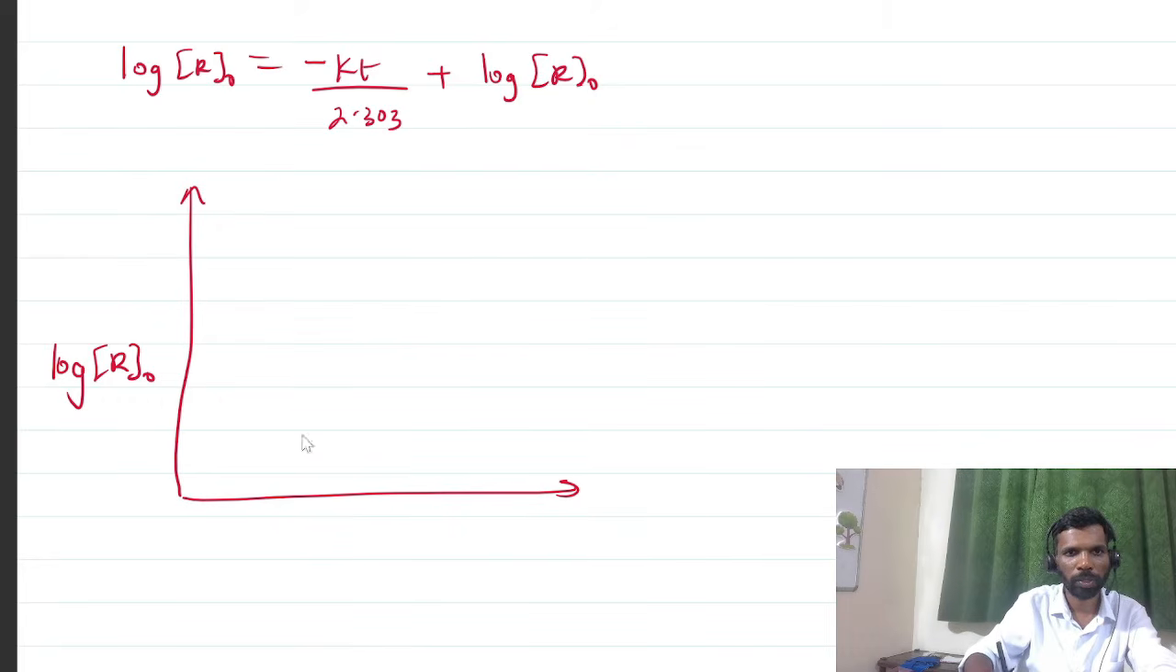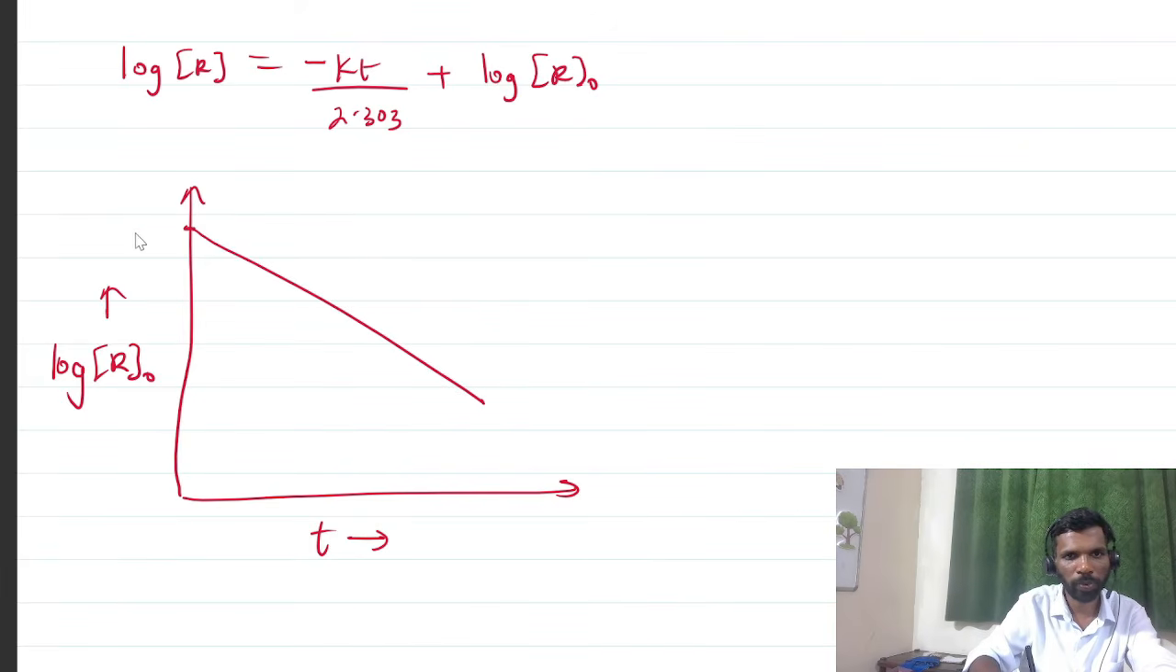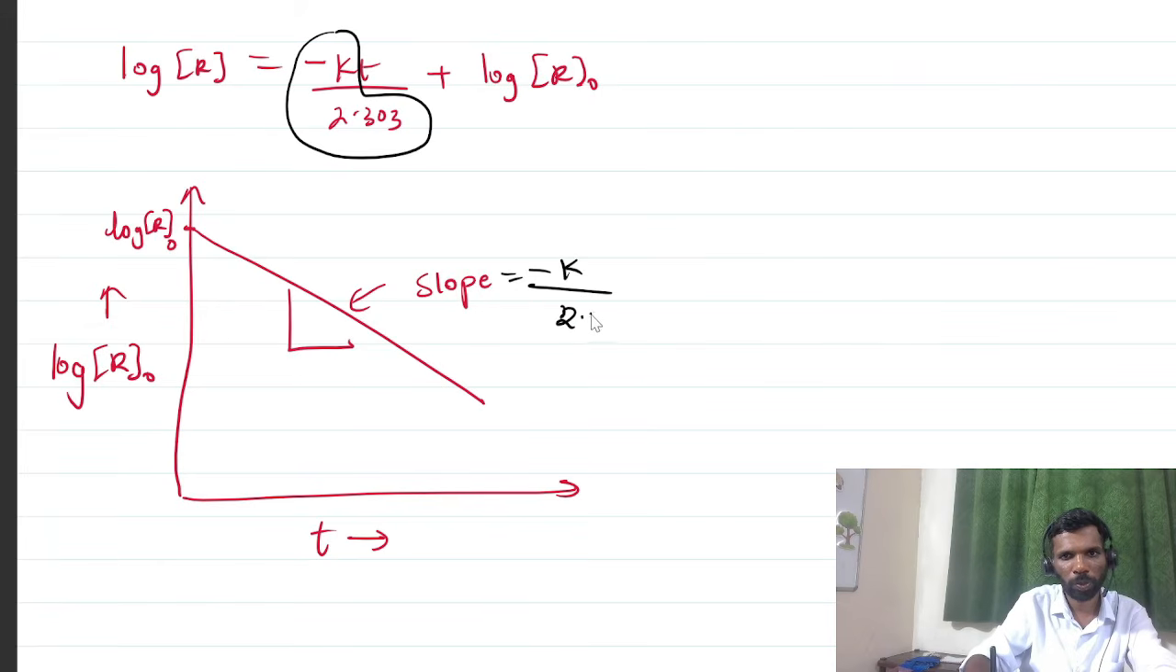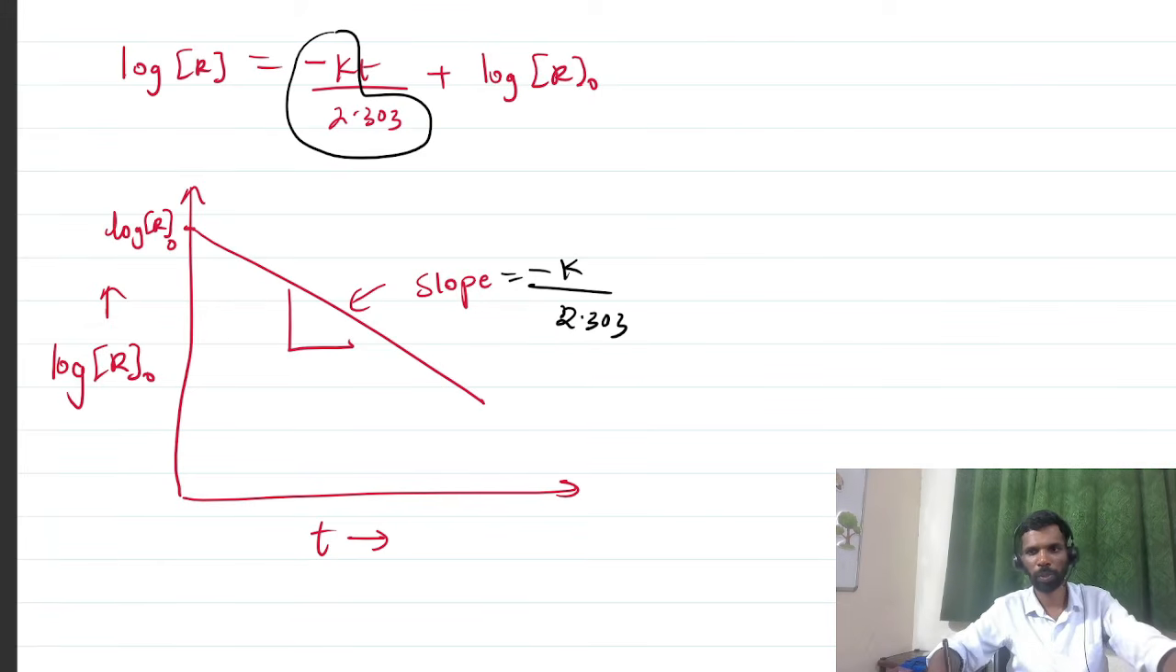Instead of ln, you are writing log of r. Sorry, this is r, not r0. This is log r, this is time, and this is the intercept. This is the intercept whose value is log of r0, the maximum value of the concentration. And over here, the slope is constant. What is the constant? This part is constant, minus k by 2.303. Slope is minus k by 2.303. So all these things you should know about the first order equation.